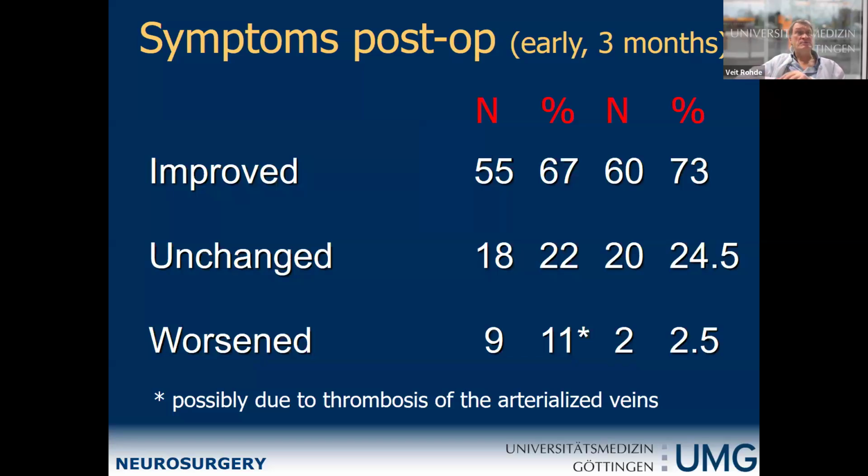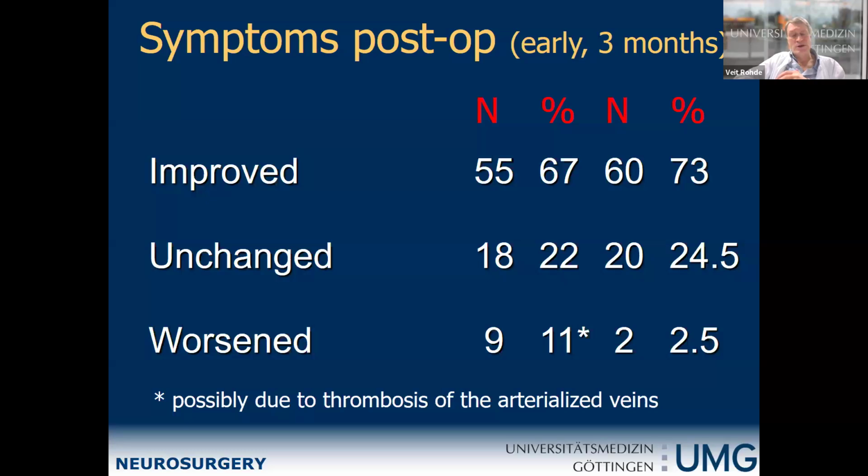What's happening with the symptoms if you're performing operation? So the symptoms immediately after surgery, so within 3 months, you have an improvement rate of 67%, 22% remain unchanged, and you have a worsening in 11% in the early post-op period, which possibly is due to the thrombosis of the arterialized veins.